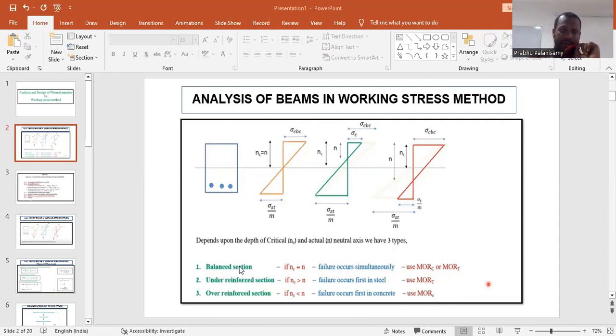So we are able to identify the three sections here: the balanced section, the under reinforced section, and the over reinforced section. In short, for the balanced section NC is equal to N, for the under reinforced section NC is greater than N, and for the over reinforced section NC is less than N; that is, N is greater than NC. So these are the three types of sections.